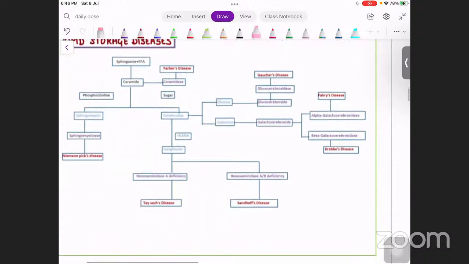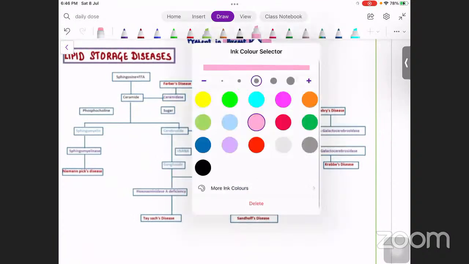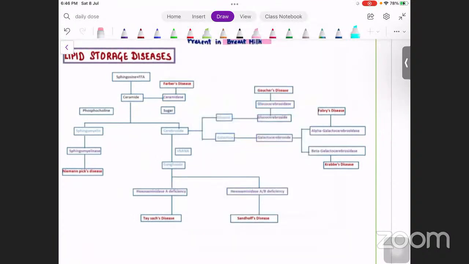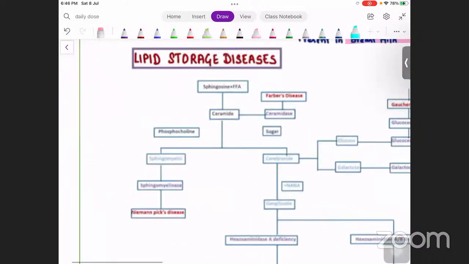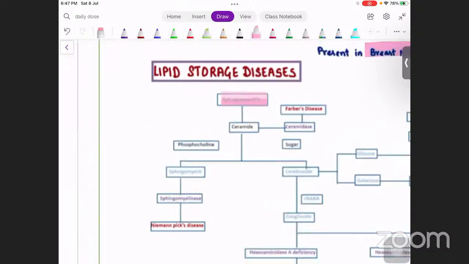Apart from that, you have lipid storage diseases. I made a flow chart for the lipid storage diseases, which is quite easy. If not, you have to remember each and every portion. So here, coming to the lipid storage diseases, you have sphingosine as an alcoholic backbone. Sphingosine plus free fatty acid is called ceramide. The ceramide is broken down by the enzyme called ceramidase.